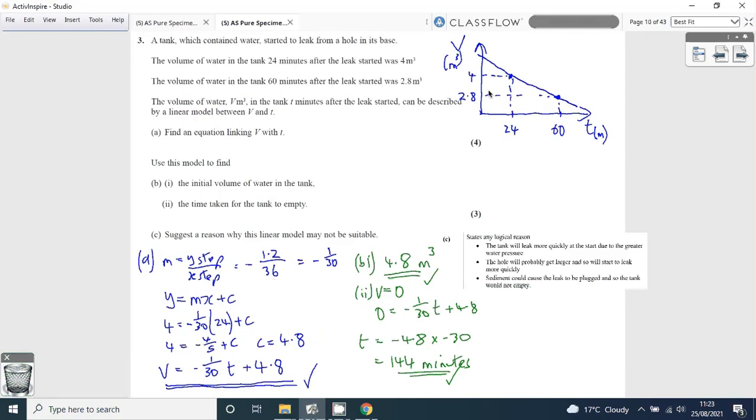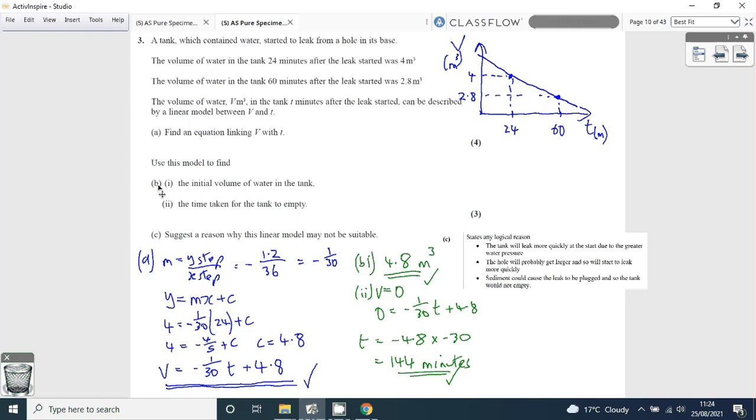However, this line is going downhill left to right, so it will be a negative gradient, and 1.2 over 36 is 1 over 30. So that is my m, my gradient. Now to work out c, I've just substituted in one of the points I know. I know that when t is 24, v is 4. So substituting in x being 24 and y being 4, I can work out that c is 4.8. So I know what m is, I know what c is, so there is my linear equation linking v and t.